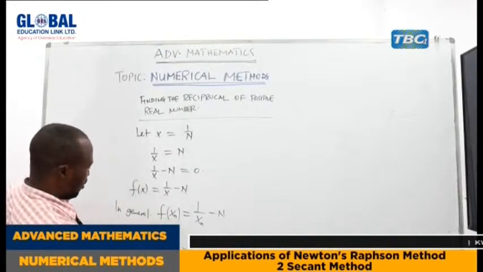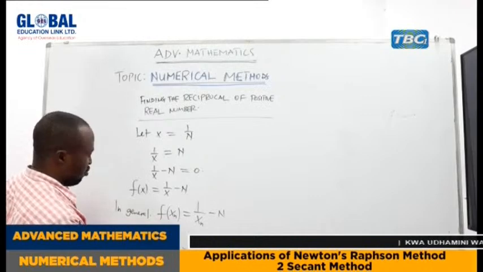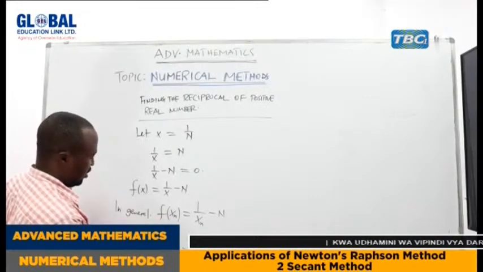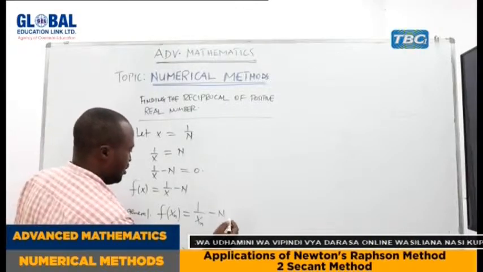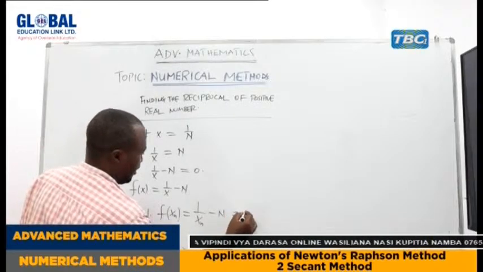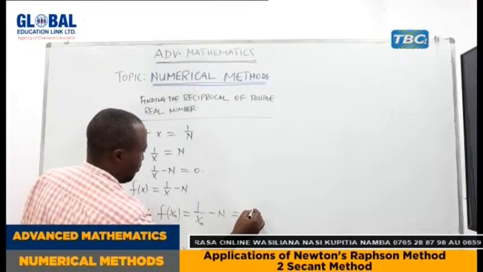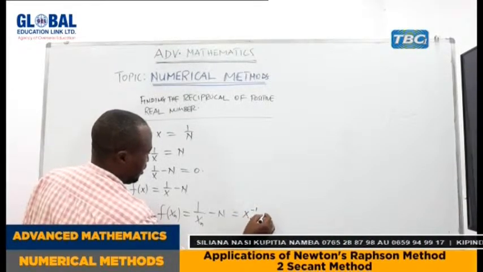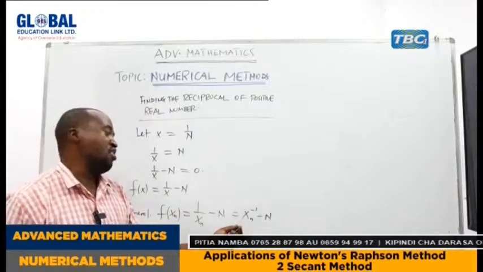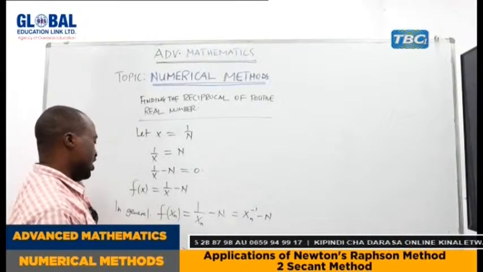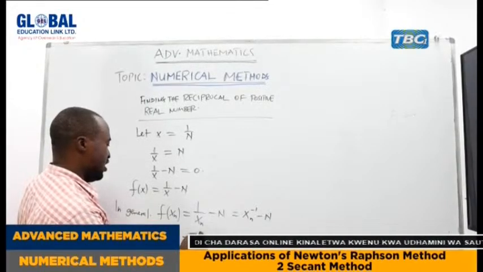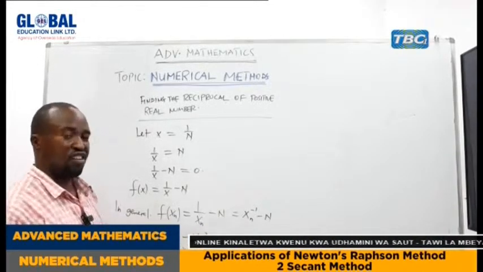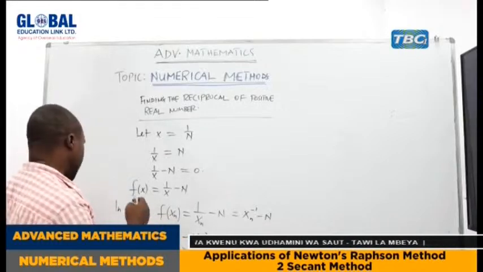Now we can find the derivative of our function. But this function can also be written as x power negative 1, minus n. So to find the derivative of this function, this is the same as negative of xn power negative 2. We just find the derivative of our function.